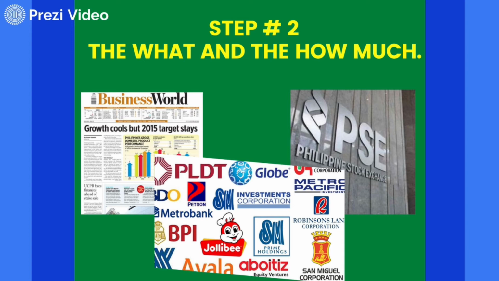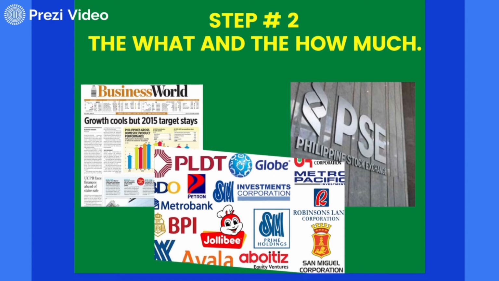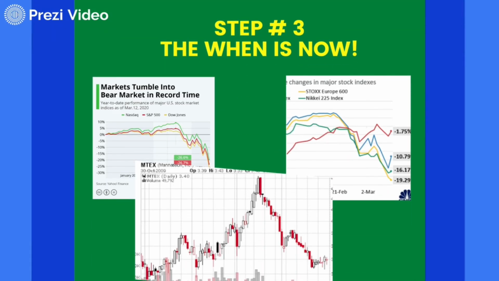And the how much talks about value-based indicators. What are the things that you will look for in analyzing their financial statements, balance sheet, cash flow, income statements, so all those things. So the ratios that really matter are part of the how much. Step 3, the when is the now.